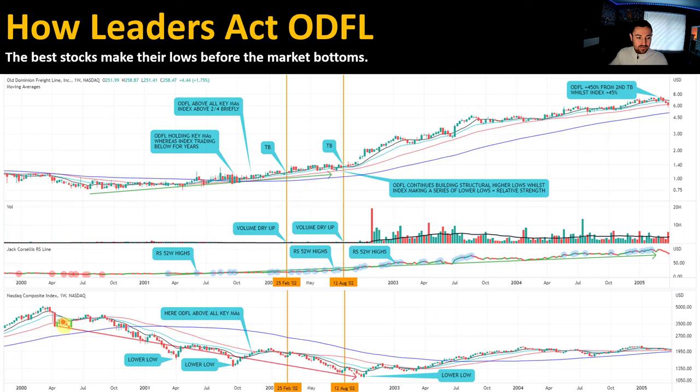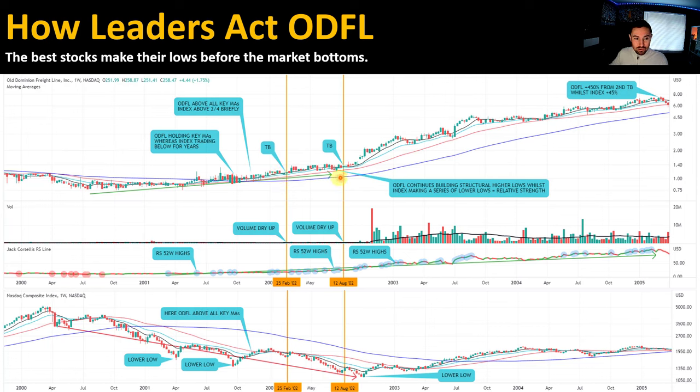Well, series of lower lows, lower highs, lower lows, lower highs, lower lows, lower highs. What is ODFL doing? This is a trucking stock as well. What's it doing here? Well, it's actually putting in higher lows and making higher highs. And then look at all these 52-week highs in here.